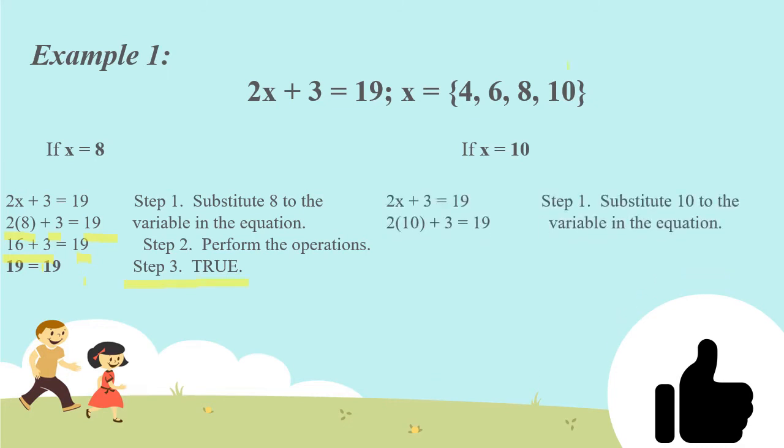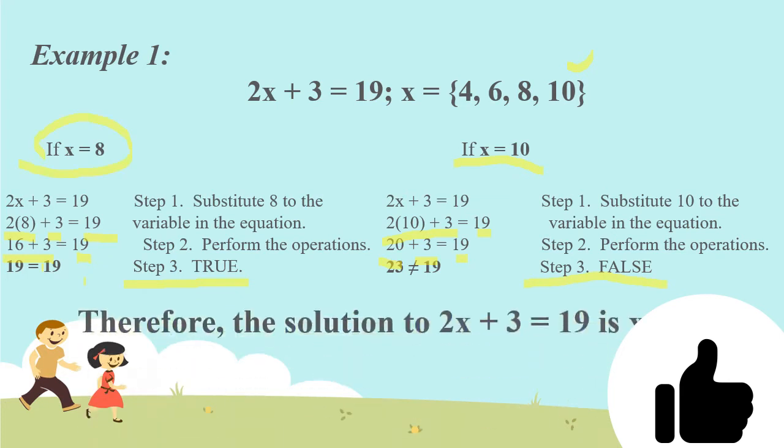We'll try also 10. So if x is equal to 10, 2x plus 3 is equal to 19. Step 1, substitute 10 to the variable in the equation. So that will be 2 times 10 plus 3. And our right side is 19. Step 2, perform the operations. 2 times 10, that will be 20, plus 3. 20 plus 3 is 23. Is it equal to the right side, 19? No, because 23 is not equal to 19. Therefore, it is false. Only x is equal to 8 is true.